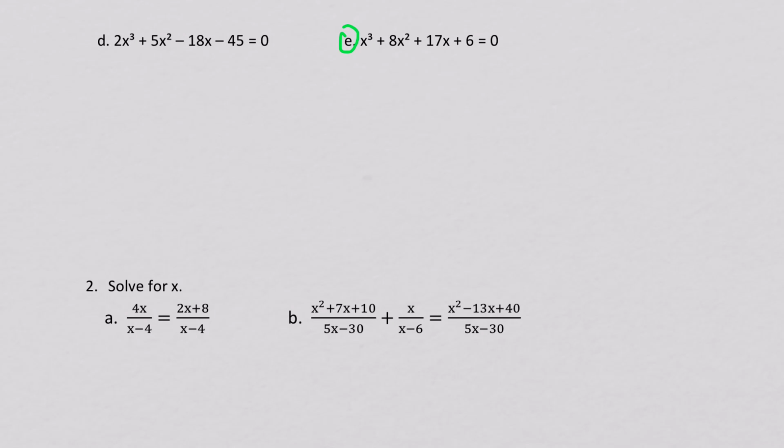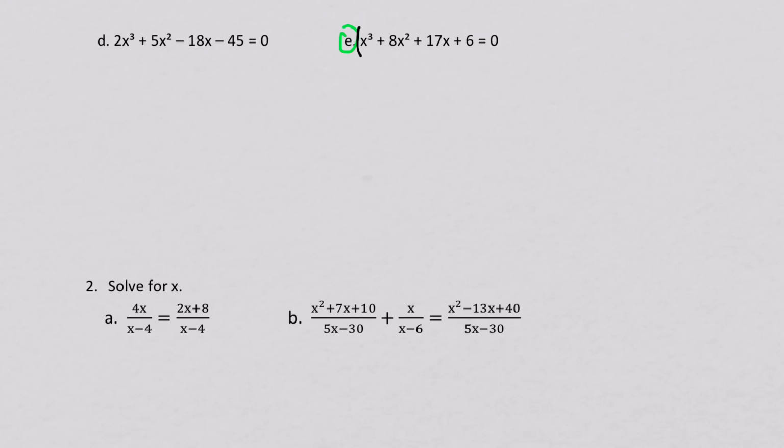Okay, so in number 1, part E, we're going to be solving for x here. The equation is x cubed plus 8x squared plus 17x plus 6. So what you have is a cubic equation, and you need to solve it. Your first go-to process should be to factor by grouping, if possible. Okay, so that's what we're going to do. We're going to try to factor by grouping. If it doesn't work, then we'll go to synthetic division to see if we can find any solutions that way.